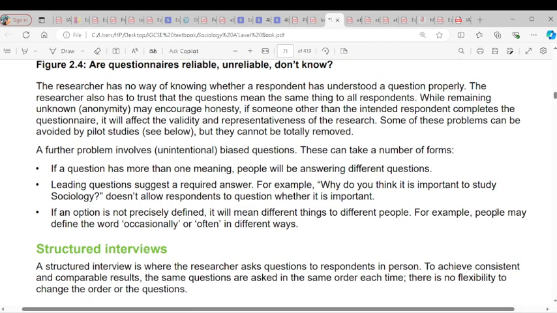So we check. The researcher has no way of knowing whether his respondent has understood the question properly. So the researcher also has to trust.